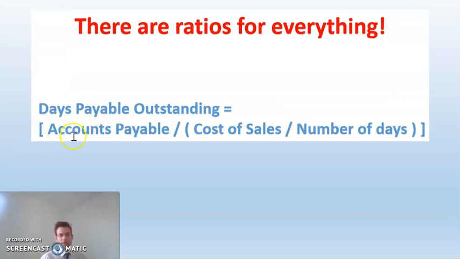Another one that I find quite useful is days payable outstanding. This is very similar. The formula is slightly different. You're just looking at accounts payable divided by cost of sales, which can be either the cost of goods sold or cost of sales, divided by the number of days. Let's say if it was the cost of goods sold for a year, you divide by 365.